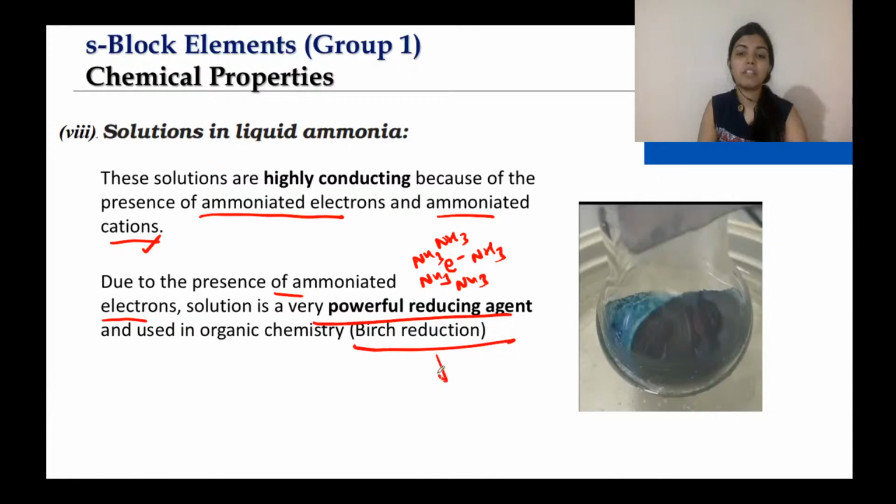In organic chemistry, you will study it in class 12th. You can just remember that alkali metals in liquid ammonia, for example sodium in liquid ammonia, is used in Birch reduction in organic chemistry.